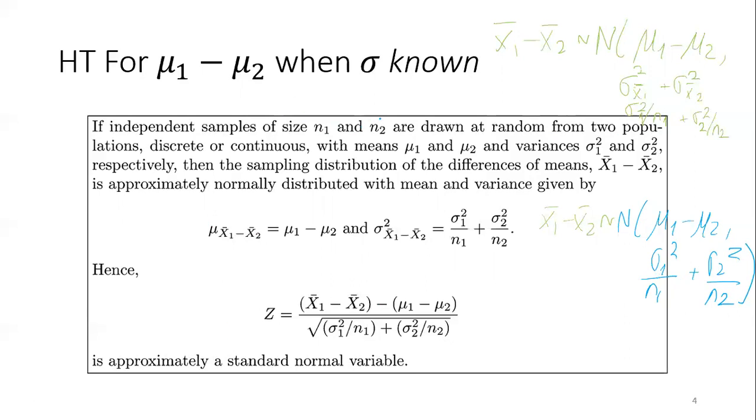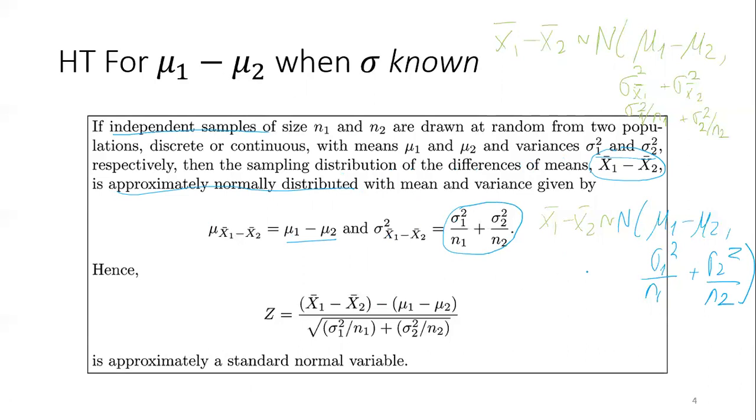So let's read our definition. If independent samples of size n1 and n2 are drawn at random from two populations, any population, discrete or continuous, with means mu1 and mu2 and variances sigma 1 squared and sigma 2 squared respectively, then the sampling distribution of the difference of means, the distribution of x1 bar minus x2 bar, is approximately normally distributed with mean mu1 minus mu2 and variance sigma 1 square divided by n1 plus sigma 2 square divided by n2.